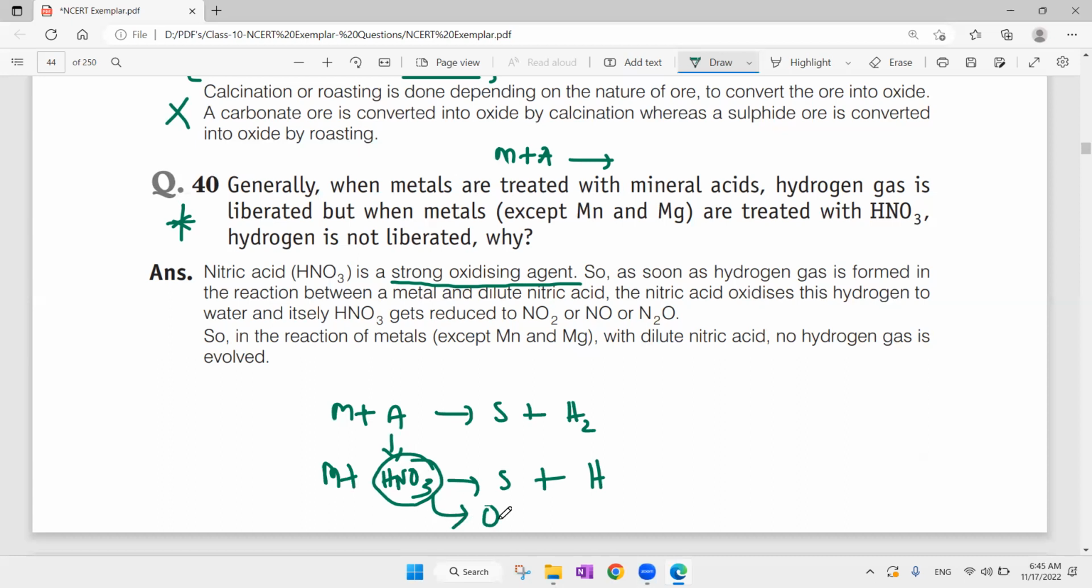Oxidizing agent means which produces oxygen. Now this oxygen and this hydrogen both will combine together. So now instead of hydrogen, H2O, water is produced. Water is produced.